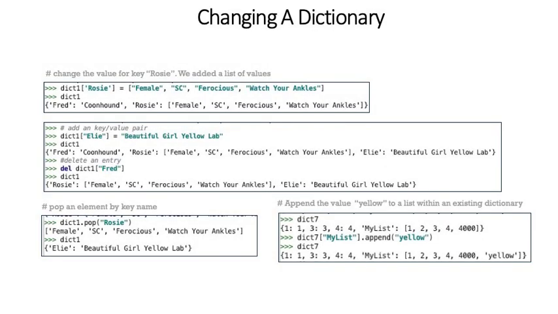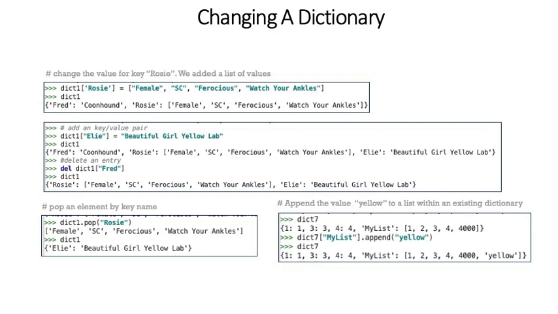Let's see how we would change a dictionary. In the first example, we'll change the value for key Rosie and we'll make it a list. So here we have dict1, Rosie, Rosie's the key, and now we'll pass an entire list of objects. So now when we execute dict1, we have Fred Coonhound, which stayed unchanged, and then we have Rosie as the key. The value is female, short coat, ferocious, and watch your ankles, which is absolutely true if you knew Rosie.